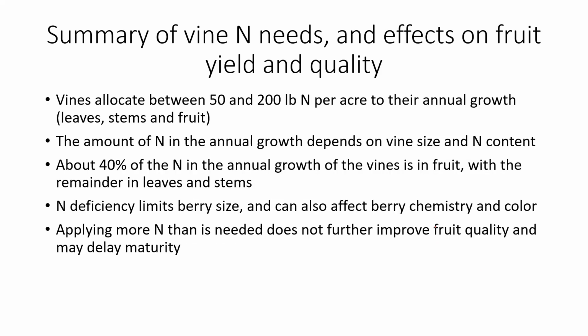So in summary, the vines allocate anywhere between 50, which was in this extremely N deficient vineyard where the vines weren't fertilized, and 200 pounds of N per acre in their annual growth. The amount of N in the annual growth depends on vine size and N content. And about 40% of the N in the annual growth is in the fruit. The remainder is in the leaves and stems. N deficiency limits berry size, and it can also affect berry chemistry and color. And applying more N than needed, though, does not further improve fruit quality and it may delay maturity.